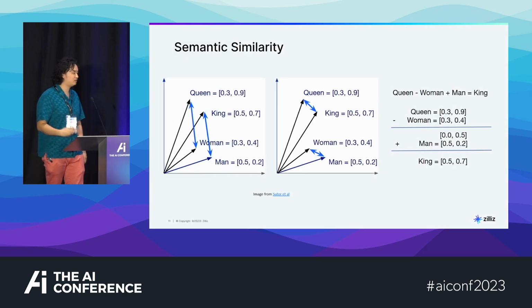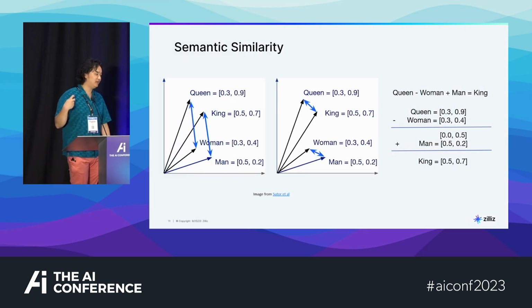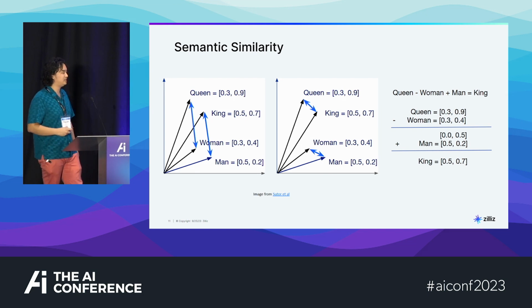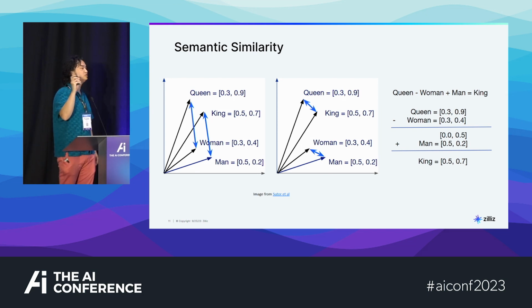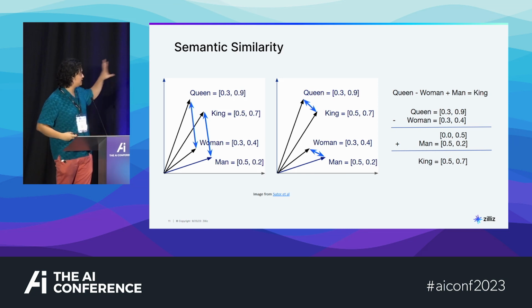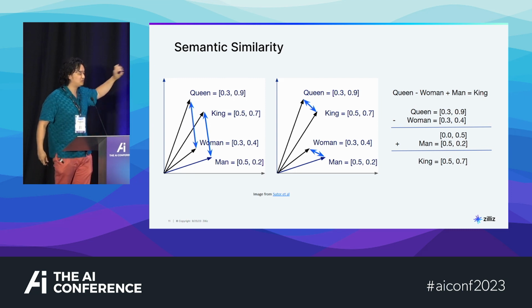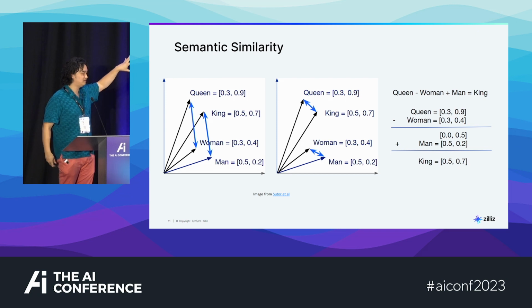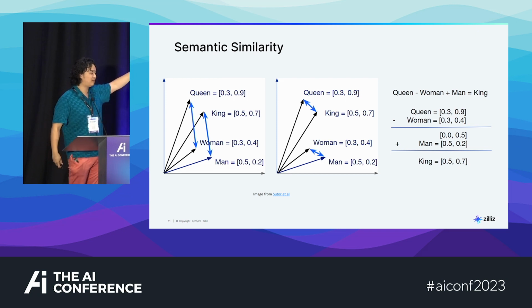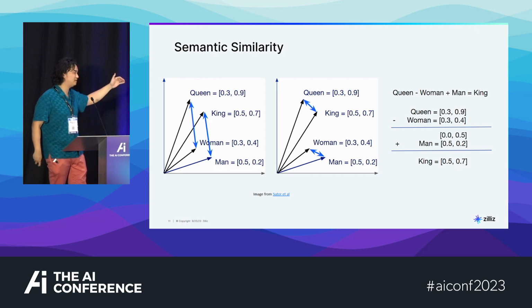So how do vector databases work? Vector databases work through this thing called semantic similarity. And semantic similarity is essentially how close are 2 words in meaning. And vector search allows you to do this thing with, well, you can see on the screen I've got 4 words, queen, woman, man, and king. And I'm doing some math on them. And typically, you could probably look at this and say, queen minus woman plus man equals king.